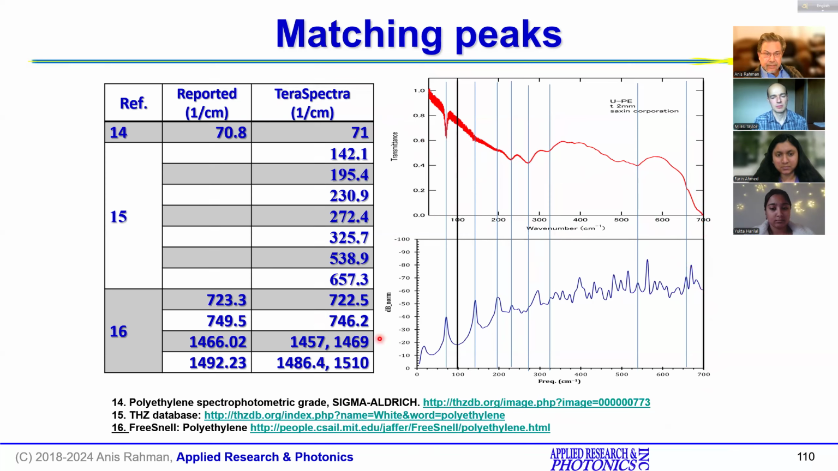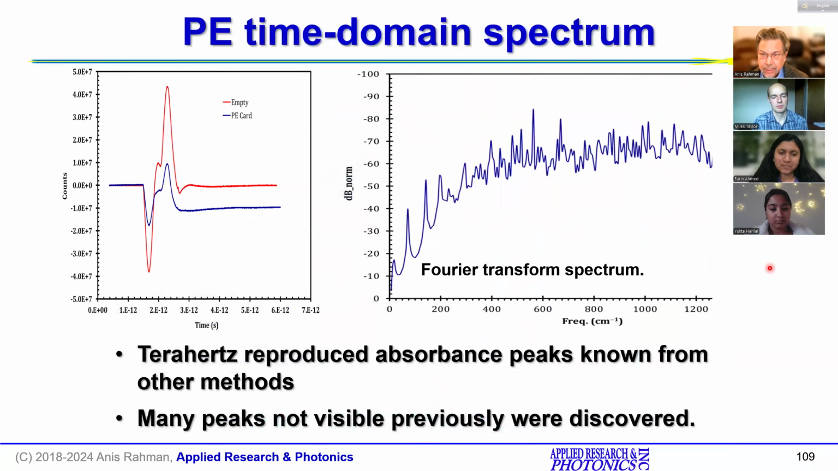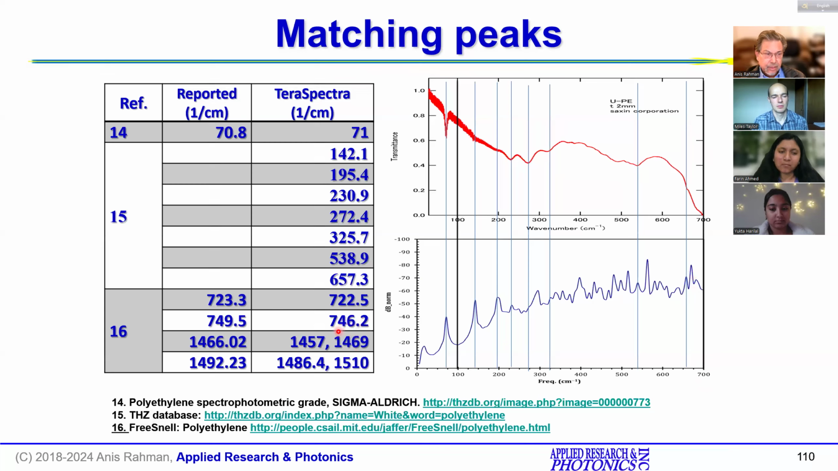Above 700, the peaks that we have computed from here, we couldn't compare them. But these ones are comparable. So this is 723, 722 and a half, etc. Within the experimental error limit, they are close to each other.